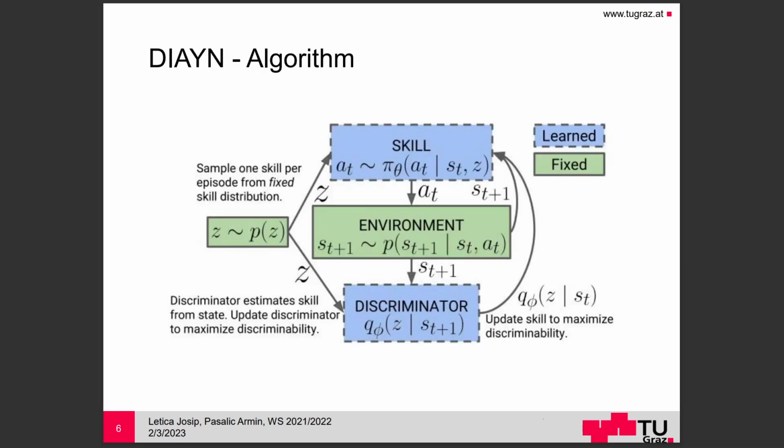So this is a graph about how the algorithm actually looks like. So basically, we sample a skill from a given distribution. A skill is actually quite similar to a policy in a traditional reinforcement learning model. It is used to determine an action for a given state. That action would then be used by the environment in order to produce a follow-up state. And then here we would feed that follow-up state to our discriminator. We would train it, and it then would try to estimate the skill that was used to get to that follow-up state. And this process is then just repeated multiple times.